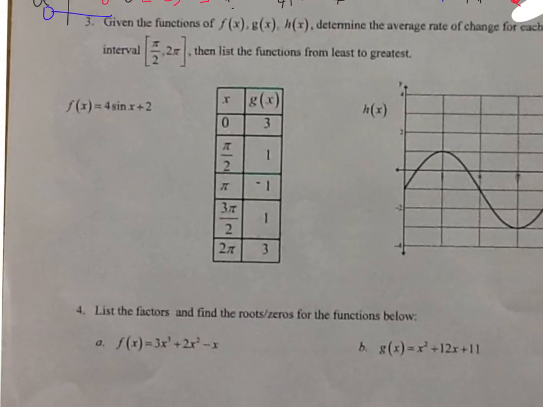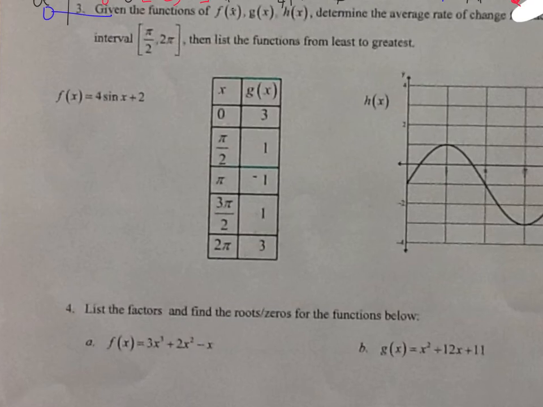All right, so they give us all this information here, these couple of graphs, a graph, a table of values, and an equation. And we want to put them in order from least to greatest for the average rate of change. And here's the interval, right? These are your x values.